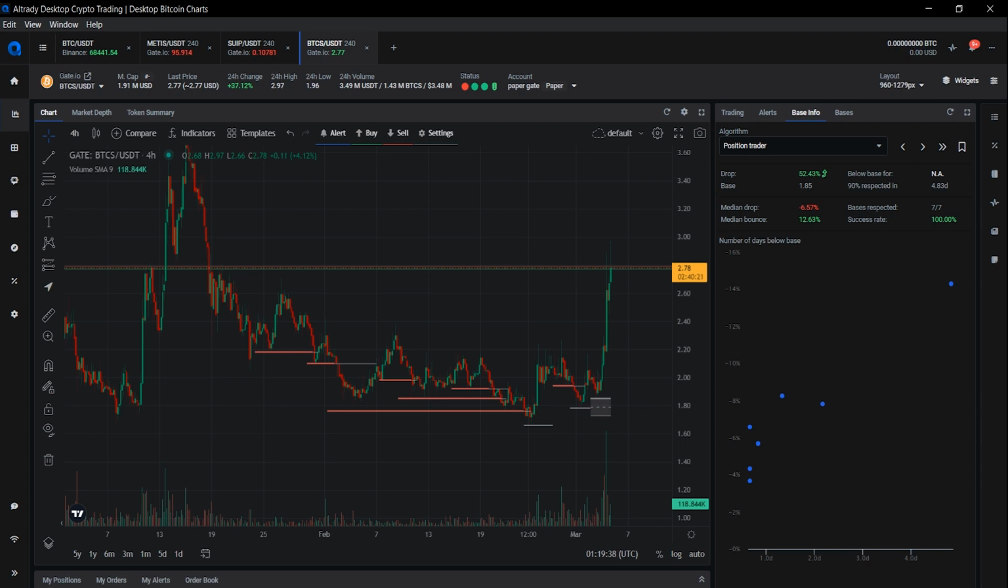Since it's a sideways market, it's neither going up nor down. Sideways markets are perfect for base trading strategies, especially in the beginning or when there aren't many traders involved, because the rebounds can be big.